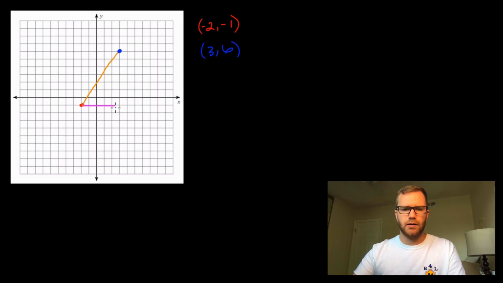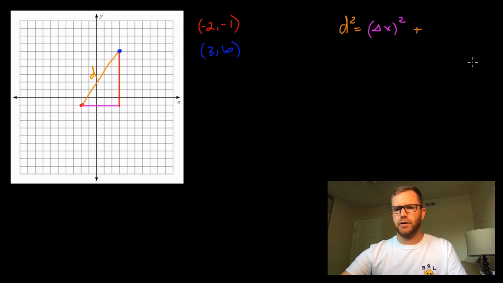If we want to use the Pythagorean Theorem, we're going to have to construct a right triangle like so. Now that we have our right triangle, we need to figure out, well, what's the change in our x and what's the change in our y? Because remember, this is d, this distance. So we know that d squared is equal to the change in our x squared plus the change in our y squared.